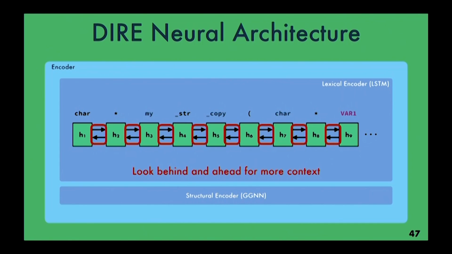Okay, so if you think about it, the usage of a variable that is defined somewhere above in the program carries a lot of information about what the name of that variable should be. So it's also useful to look forward in a program, not just backwards, which is the intuitive way.